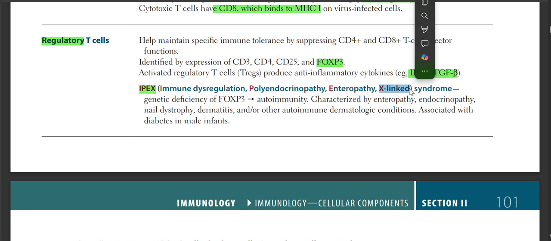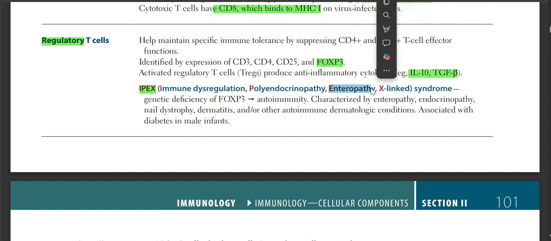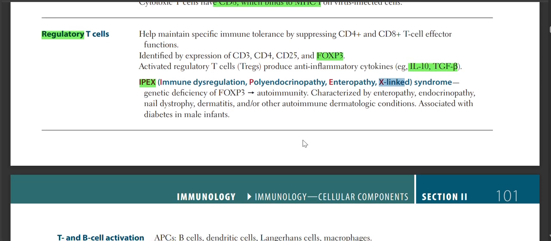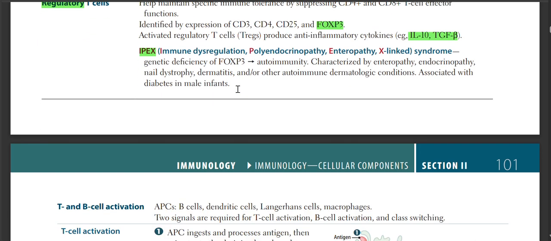That is what IPEX syndrome is. So it's an autoimmune condition which can affect endocrine systems and GI system, and it is an X-linked condition. So that is all you need to know about IPEX. Majorly, I'll tell you to remember the molecule involved, FOXP3, and then the name of the condition. This is a rather rare condition in the USMLE, so you won't really encounter it, but it's good to remember the name and the molecule associated with it.